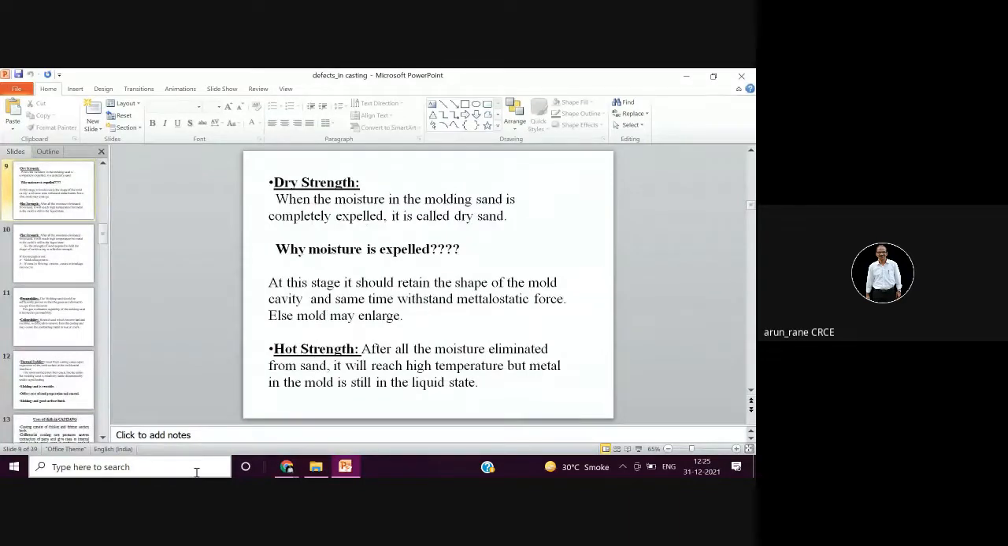Dry strength. Dry strength means once the mold is heated, it becomes stronger. That is dry strength. Hot strength.